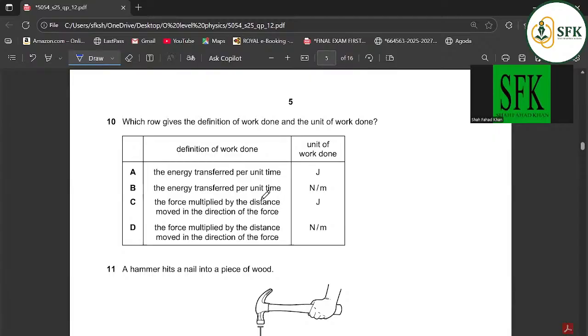Which one gives a definition of work and the unit of work? Unit of work is joules, and the definition is the force multiplied by distance moved in the direction of that force. Okay, work done is force times displacement in the direction of the force.